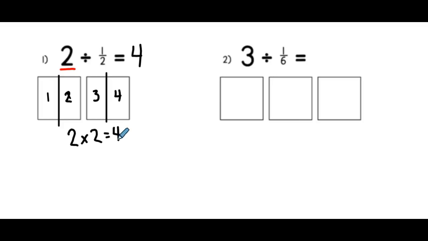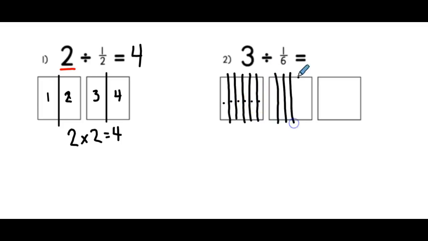Let's look at another modeled example. I'm starting with 3 whole things. I'm going to divide them into sixths. So I'm going to divide each of the 3 things into 6 pieces. So let's do 1, 2, 3, 4, 5, 6 pieces. 1, 2, 3, 4, 5, 6. 1, 2, 3, 4, 5, 6 pieces there. Okay, so I have 3 things divided into 6 pieces.